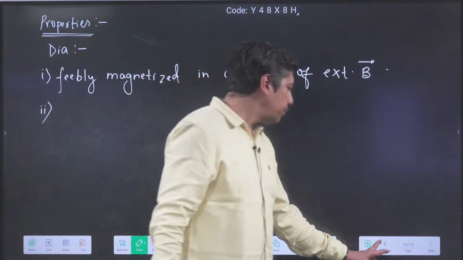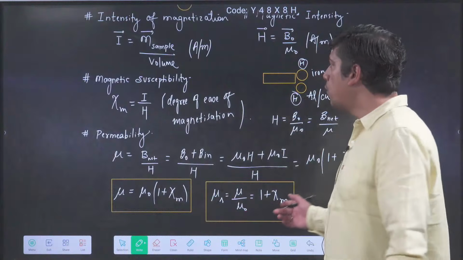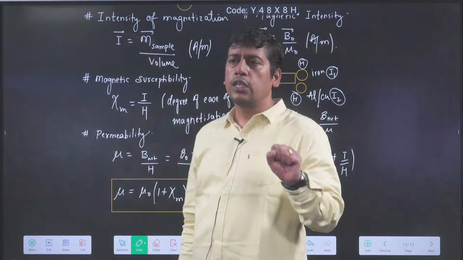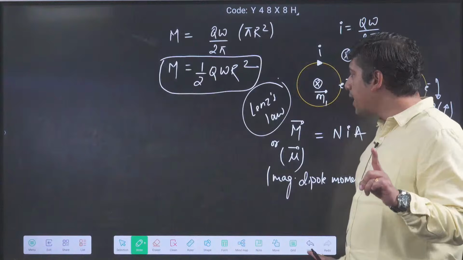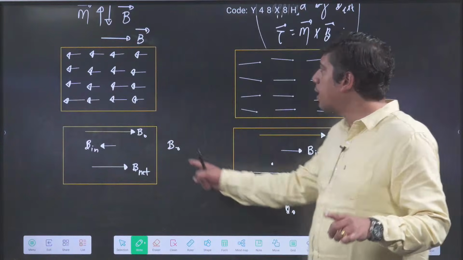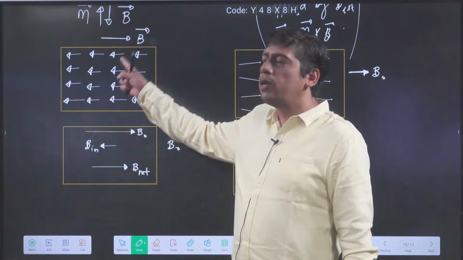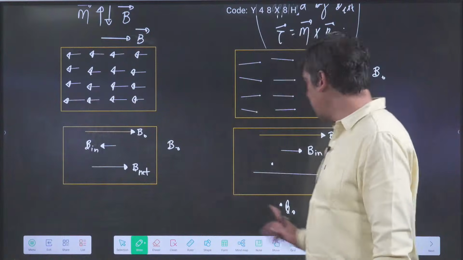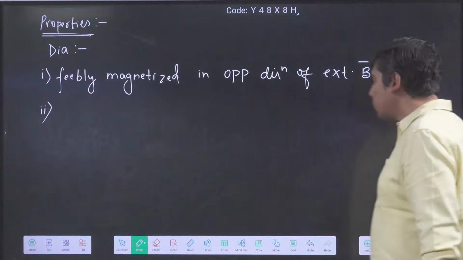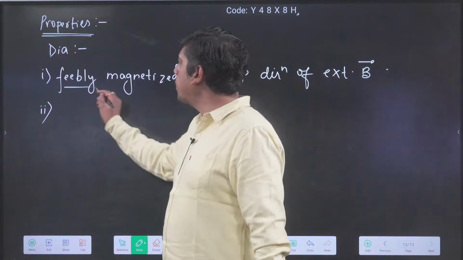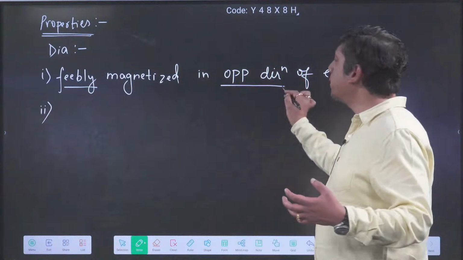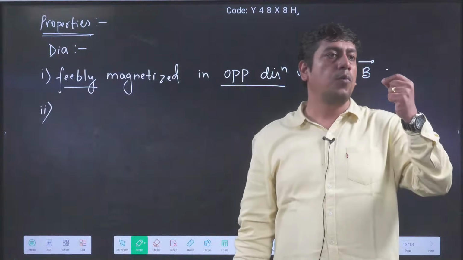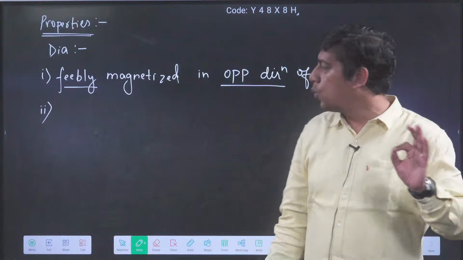What is the meaning of this? Feebly means weakly. Weakly means the I value will be very small. Opposite direction of external magnetic field means its M vector will be anti-parallel to B. So feebly means weakly, meaning I value is very less, and opposite direction means M vector is anti-parallel to B vector.